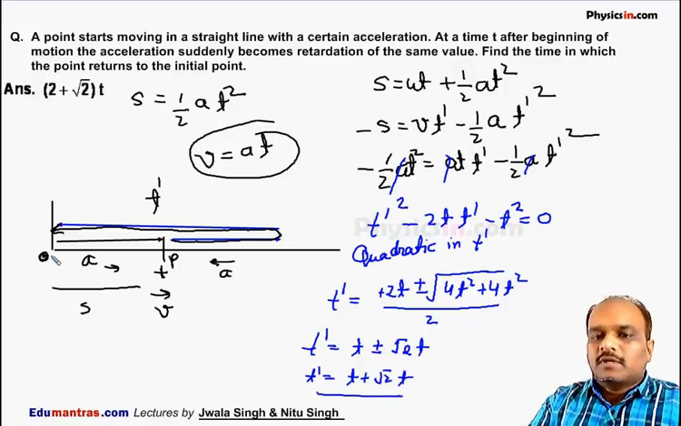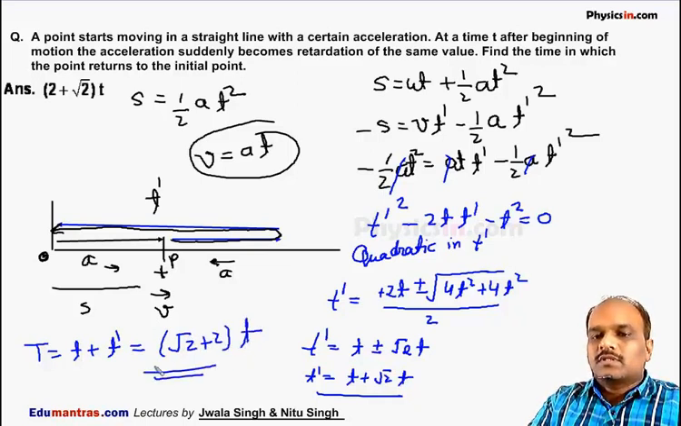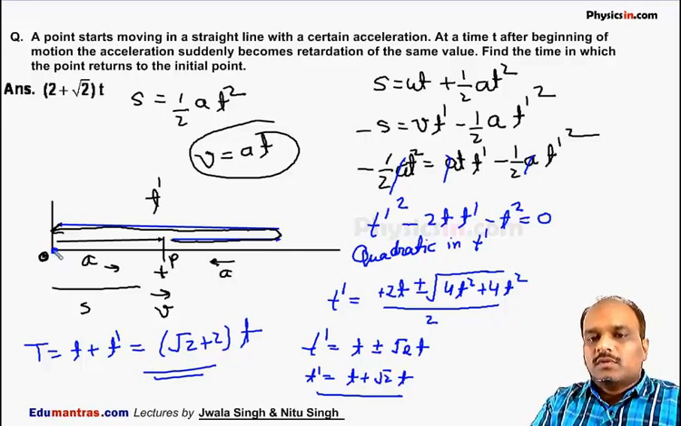So the total time taken by the particle to come to O is T, which is equal to t plus t dash, which is equal to root 2 plus 2 into t. So this is your answer. This is the total time taken by the particle to reach this point O.